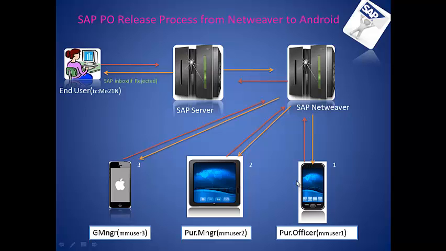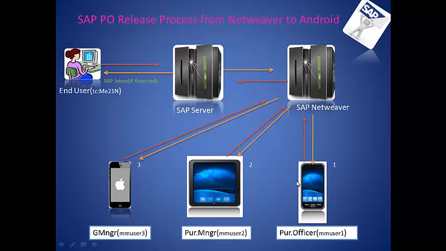So, let me explain the business process of PO release. The PO is created by the end user in transaction ME21N. Once the PO is generated in the SAP server, the ABAP workflow identifies the reporting officers mentioned in the release group. It pushes the required data to SAP NetWeaver by means of RFC and it is received by the respective user in the app.